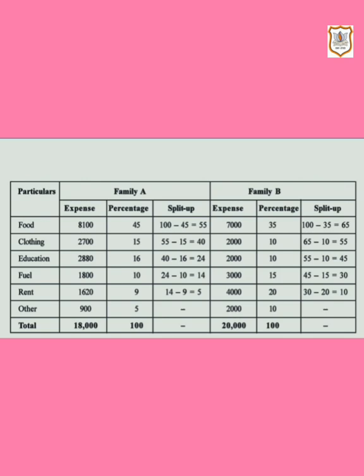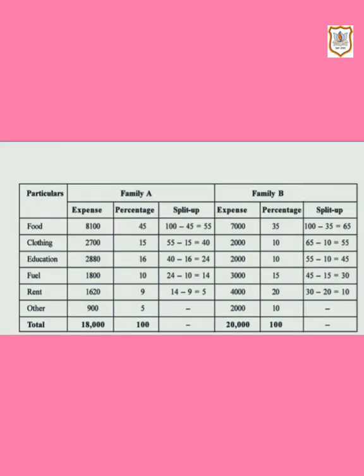Now we will find out the split up. So total percentage is 100, so we'll start with 100. 100 minus food percentage, that is 45. 100 minus 45 is equal to 55. Then we'll carry the answer 55 to the next step. 55 minus clothing expense percentage, that is 15. So 55 minus 15, that is 40. 40 will be carried forward to the next step.